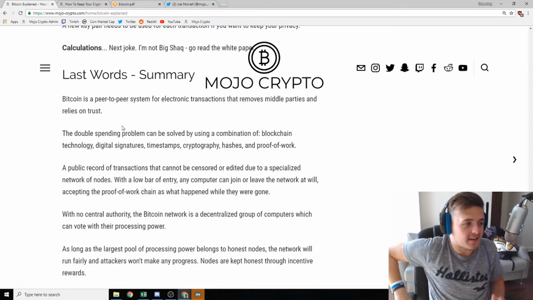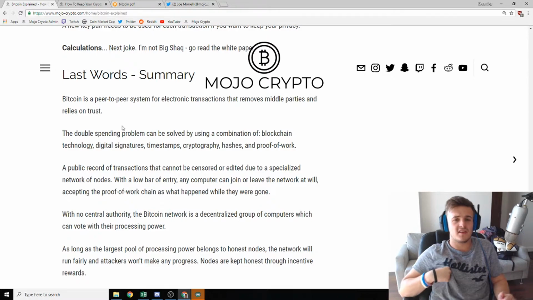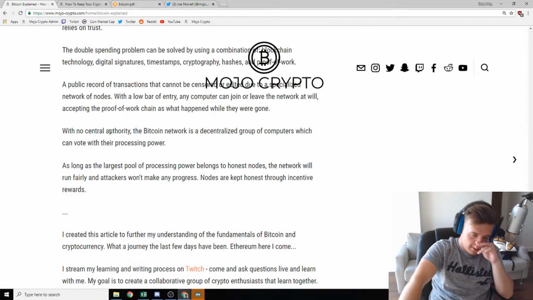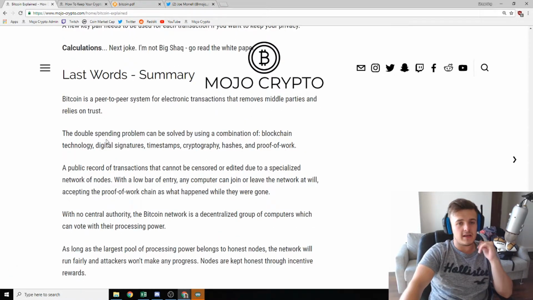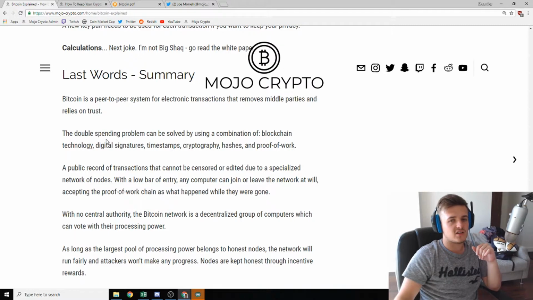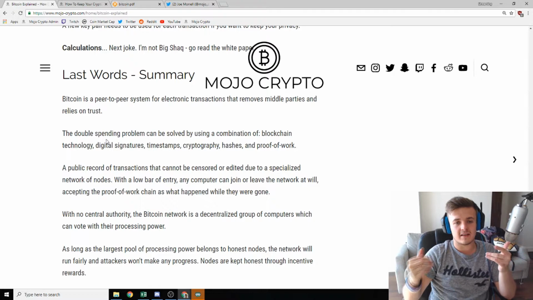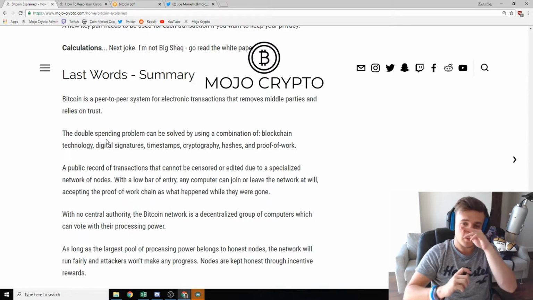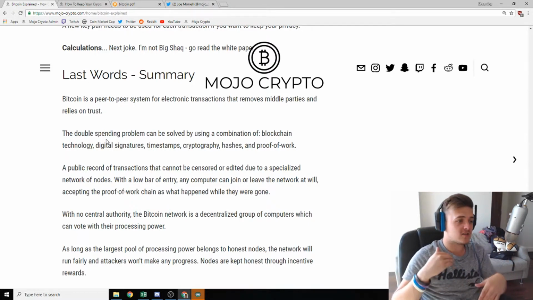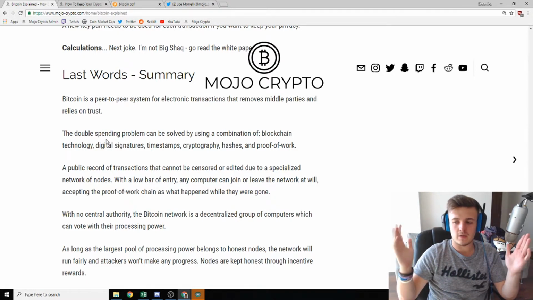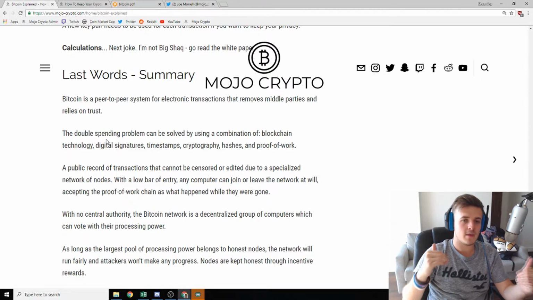So ending. So let's end it. Last words, summary. So this is basically my ending, my summary of it. Bitcoin is a peer-to-peer system for electronic transactions that removes middle parties and relies on trust. So what that basically means is there's no bank in the middle. We can do all of our transactions online, and it's based on trust. When we send money to you, we know that it's legit. Through the way the whole system works, we know it's legit. Then we know we can't get scammed. There's no double spending. There's no cheat in the system.